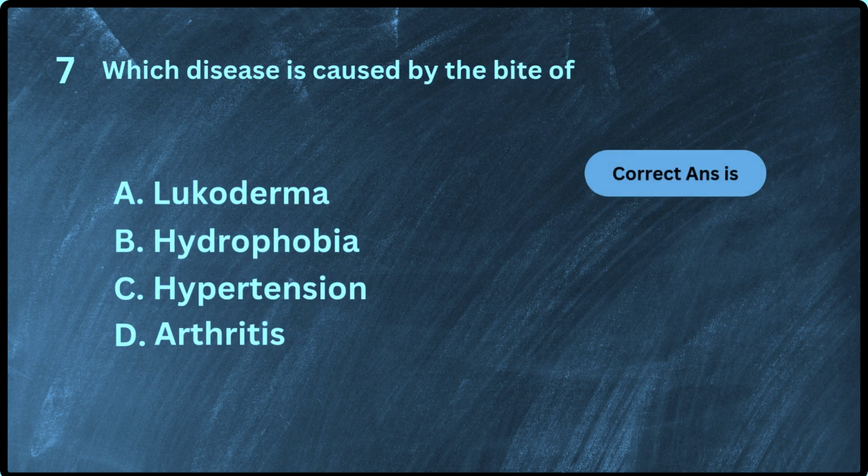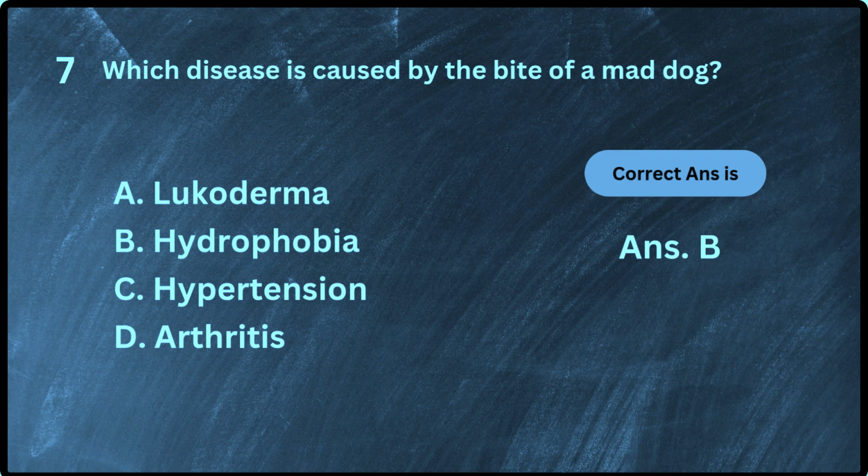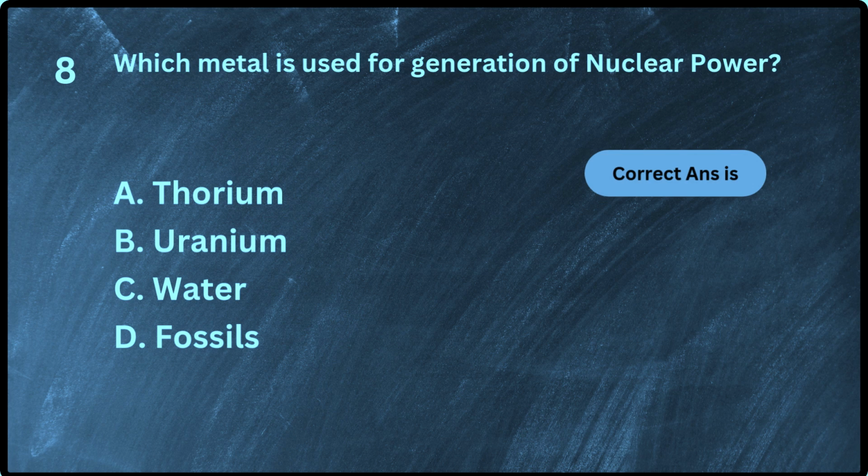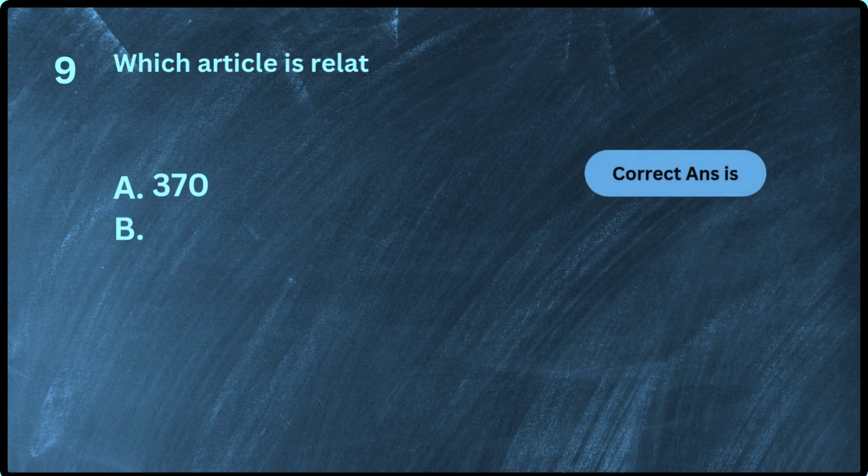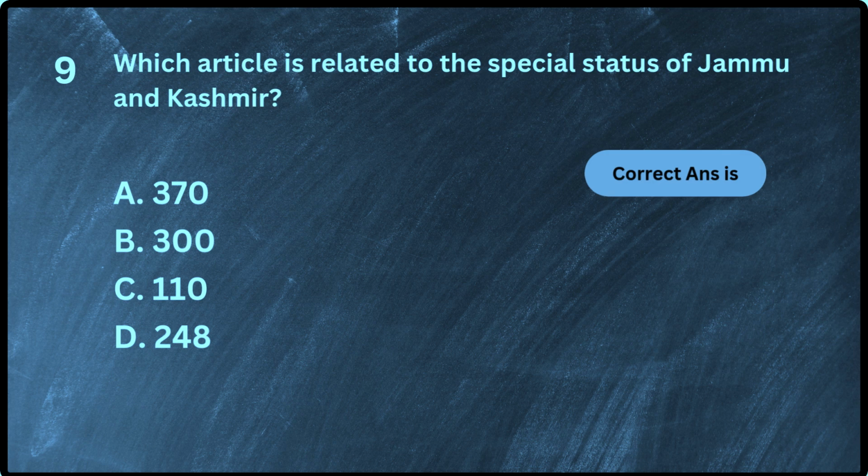Which disease is caused by the bite of a mad dog? Correct answer is option B. Which metal is used for generation of nuclear power? Correct answer is option B. Which article is related to the special status of Jammu and Kashmir? Correct answer is option A.